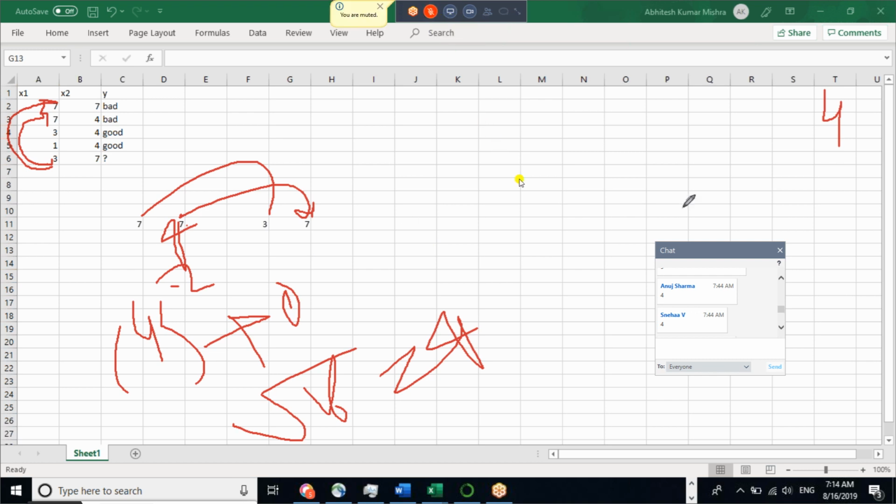Right. Okay. So the output will be 5 here. Let's suppose I want to calculate 3 4 and 1 7. What will be the output? 3 minus 3 will be 0, and 7 minus 4, what will be the output?